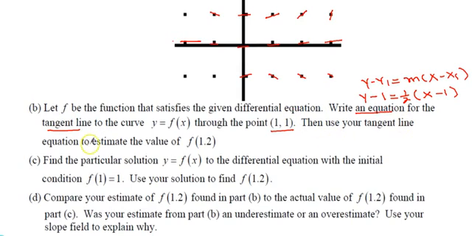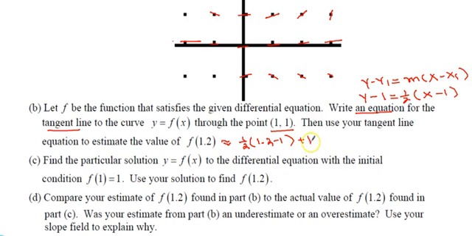Now use your tangent line equation to estimate the value of f(1.2). All you have to do is approximation, substitute 1.2 here. You do not simplify much. 1.2 minus 1, and you are adding 1. So this will be your answer. Don't bother to simplify, just leave it like this.